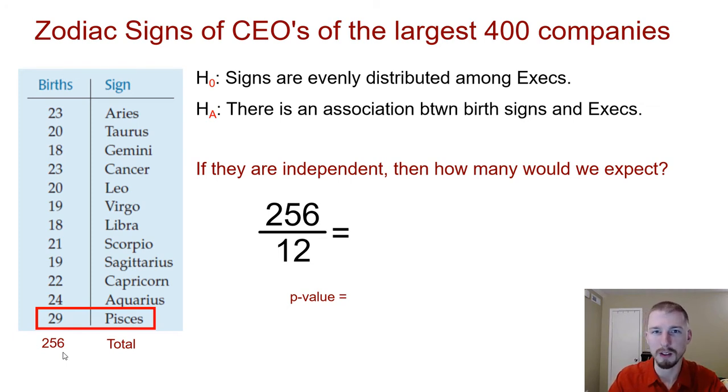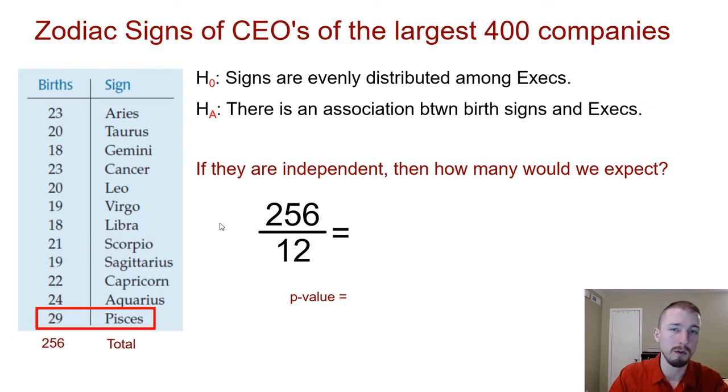Not that there really is something like one sign tends to be more successful in business, and so they rise up to leadership roles and executive roles or something like that. Okay, so our alternative hypothesis would be that there is an association between the birth signs and the executives. So if they are independent, remember we're calculating a p-value, which is based on the condition that the null hypothesis is true. So if they are actually independent of each other, then what's the probability of observing the counts that we observed here in this table?